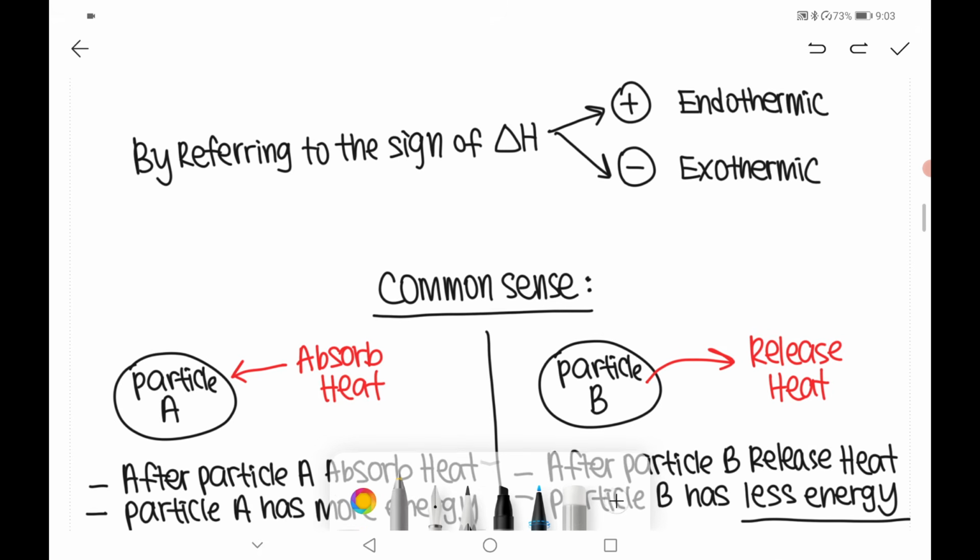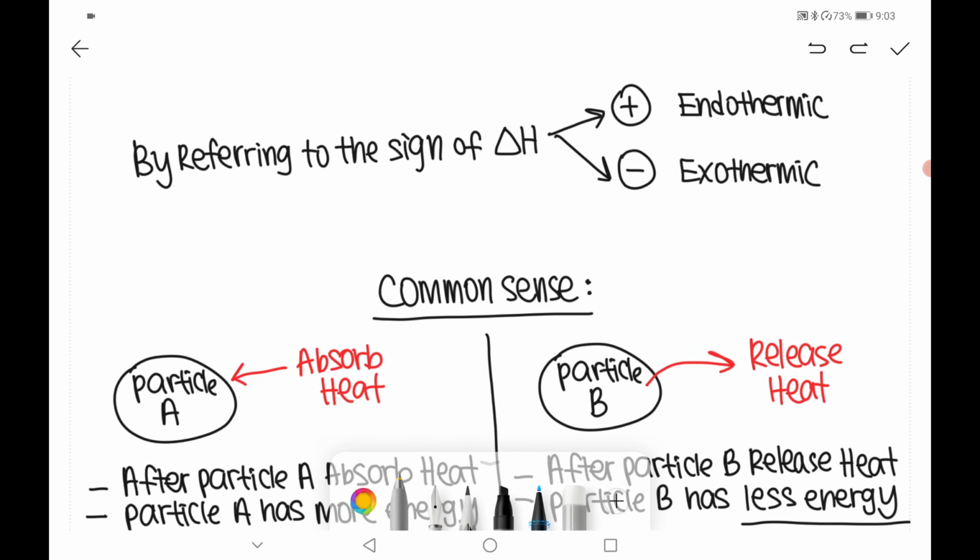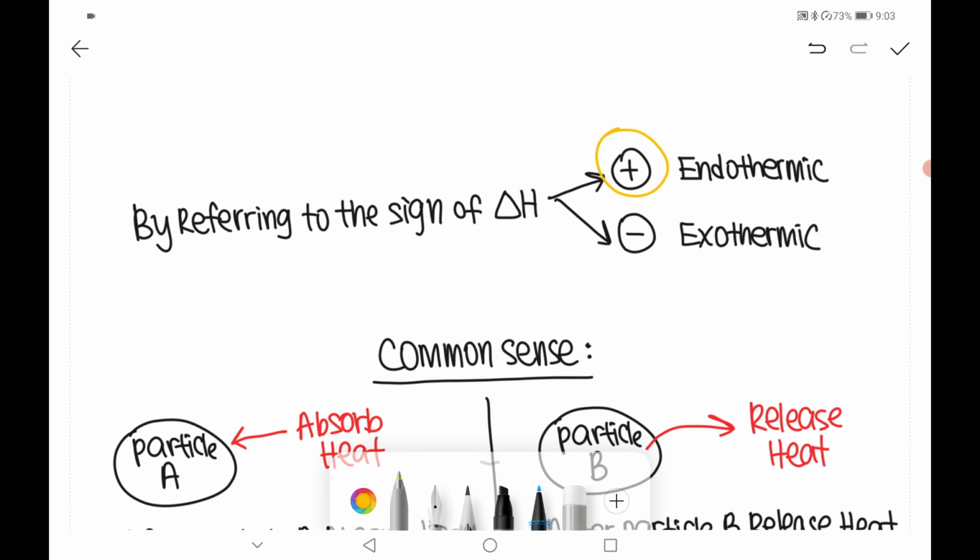Okay, so I repeat one more time. If you see delta H is positive, positive means more. So why do you have more energy? You have more energy because you absorb the energy from the surroundings. When you absorb the energy, it is endothermic. So when we see delta H is positive, it is endothermic.